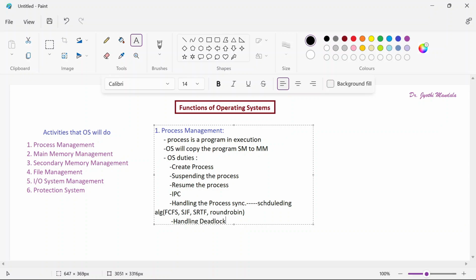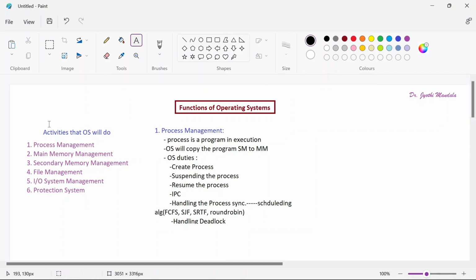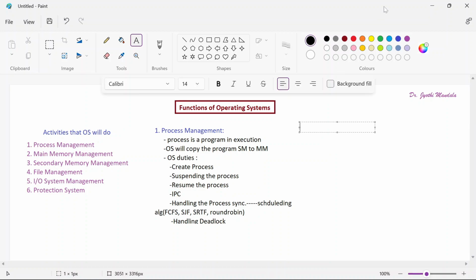So these are the duties that the operating system takes care of as part of process management. This is the first function of your operating system. Now the second type of function that the operating system handles is main memory management. Keep your heading, all of you. Second one, main memory management.